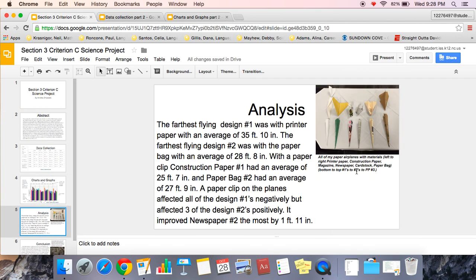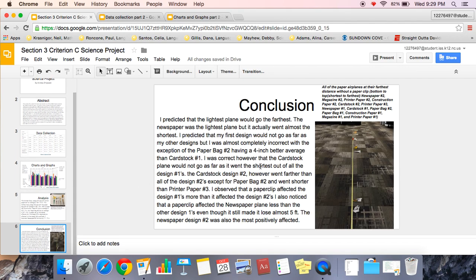And then here in my analysis, these are all my paper airplanes. These are all the design ones and all the different materials: printer paper, construction paper, magazine, newspaper, cardstock, paper bag, design number 2s, and obviously different, and printer paper number 3 up there. And then in my conclusion, I've got this picture. This is just these planes' personal bests, not their averages. And obviously the caption just shows where their best was. And that's my presentation.